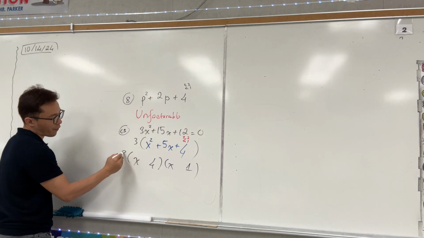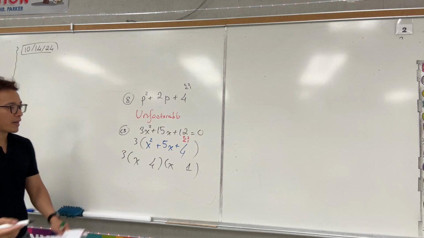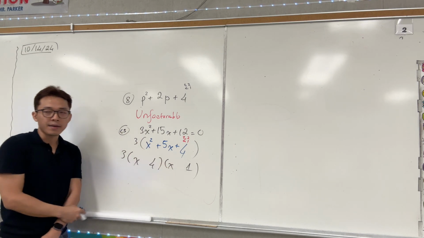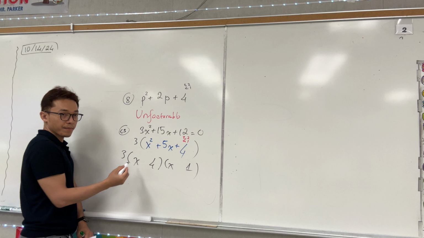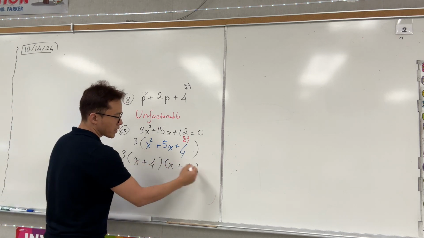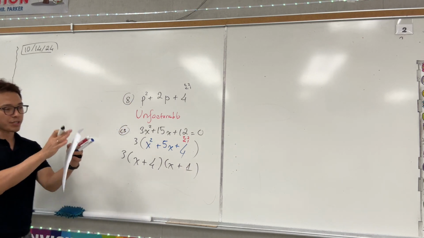Don't forget this old friend here, number 3. Just drop it down. It doesn't do anything, but just make it equal. What signs for the 4 and the 1 can give you 5? Positive 4 and positive 1. Well, the first question. Oh, this is no.